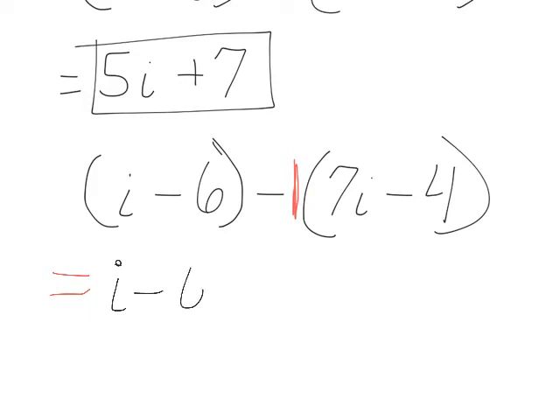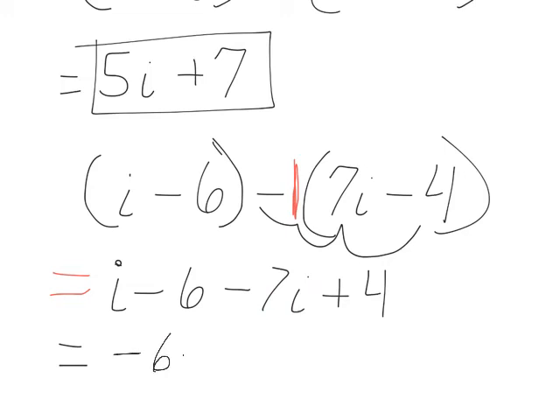i minus 6. Distribute the -1 here to the 7i and to the 4. So -1 times 7i, and then -1 times -4 is going to give me plus 4. And again, we take our imaginary terms, the i minus 7i, put those two together, gives me a -6i, and then we put the two constants together. -6 plus 4 is going to give me a -2.